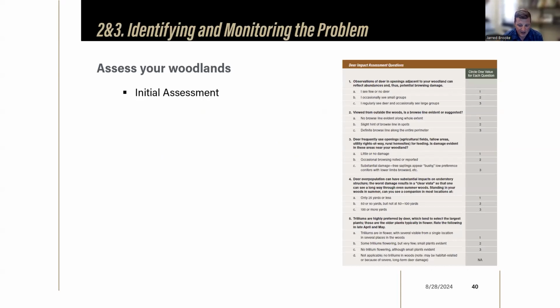So once we understand the problem and have identified the problem, we can think about how we assess our woodland from a standpoint of deer impacts. Inside the publications that I'll reference here in a minute is this deer impact assessment questionnaire. Basically you could walk through all these questions, you'd get a score, and then based on your score, it would give you a very coarse look at if you have a deer problem or if deer aren't really causing an issue in your woodland.